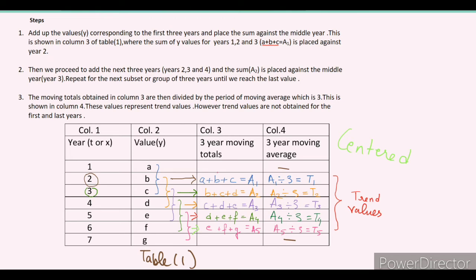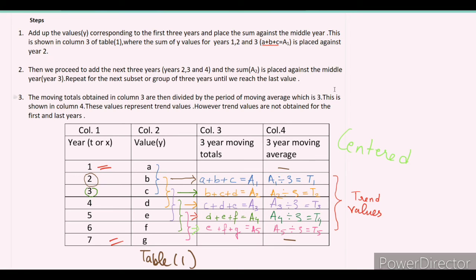The totals are shown in column 3: A1, A2, A3, A4, A5. Then in column 4, because we're taking a 3-year moving average, these totals are divided by 3, and that is how we get the trend values. What you notice is that when using this moving average method, you can't find the trend values for all years. With a 3-year moving average, the first year and the last year will be left out. In other words, we cannot obtain trend values for year 1 and year 7.